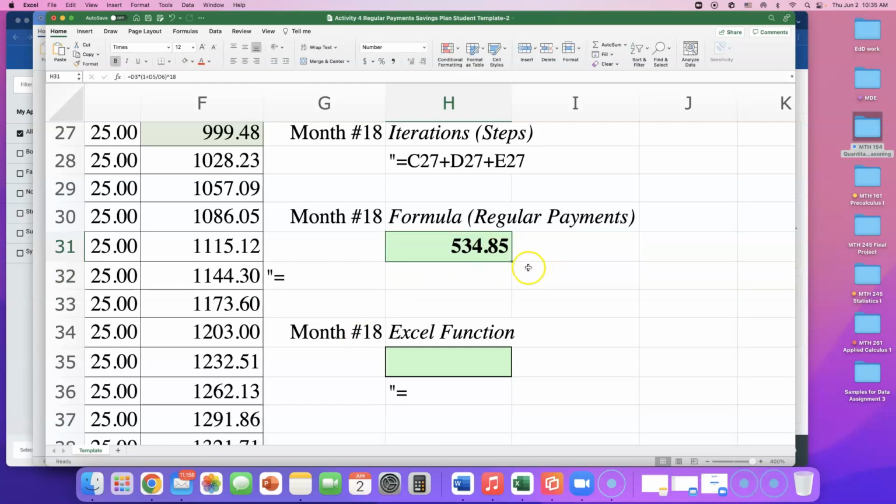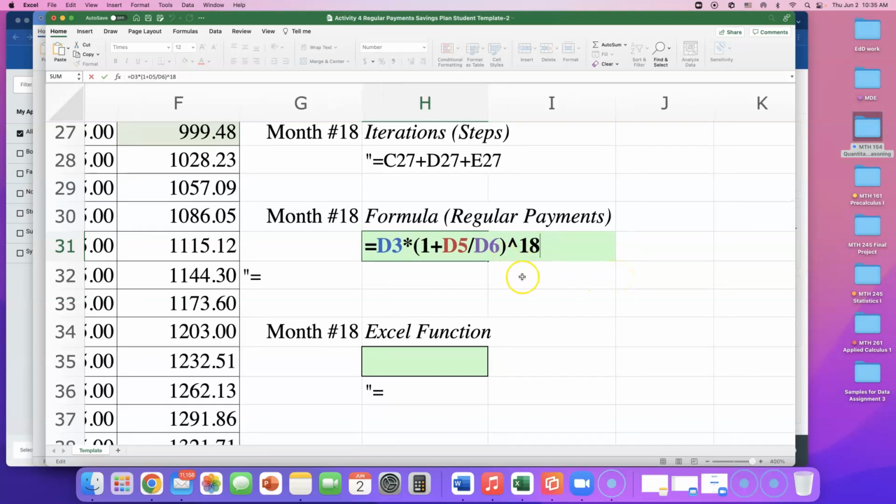But you guys remember, we're making monthly payments on this. So this is the amount that I will have if I don't make any monthly payments. If I start with $500 and wait 18 months, my money will grow on its own and I will earn $34.85 in interest. But we're going to have much more than that because in this plan, we are making payments of $25 every month.